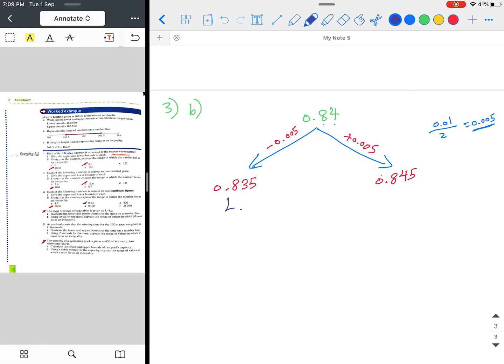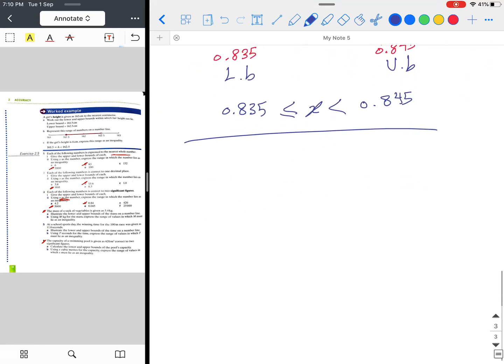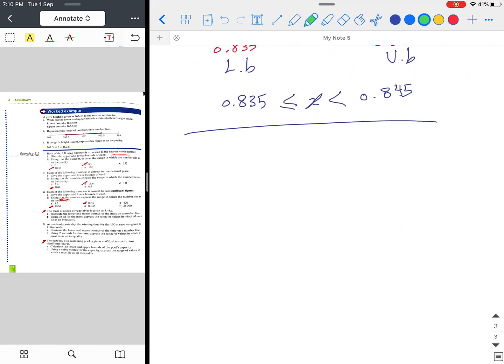So this is the lower bound and this is the upper bound. To write it as an inequality, x is greater than or equal to 0.835 and smaller than 0.845. Okay, let's go for letter D.